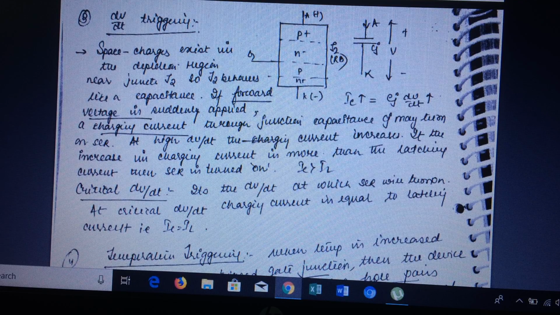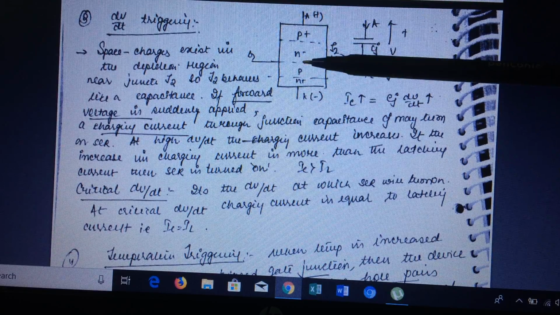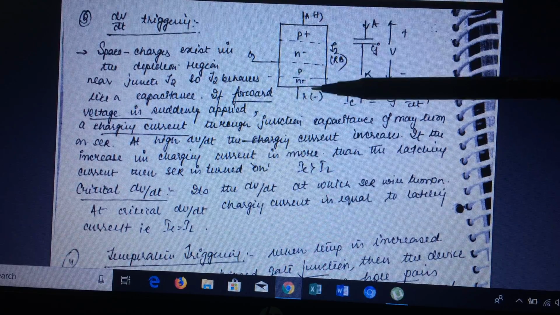Voltage is changing with respect to time, that is dV/dt triggering. From this diagram you can see this is P junction, N junction, P again, N. This is anode, this is cathode. Anode is made positive with respect to the cathode.